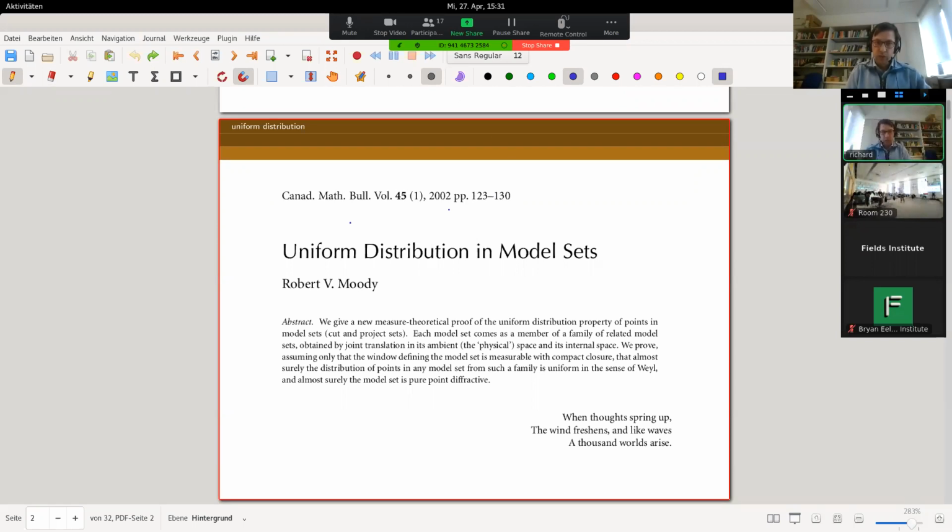It's a very short paper, only 7 pages, but I think it's very influential, and I would like to take the opportunity in this talk to talk about uniform distributions in model sets with emphasis on Bob's approach.